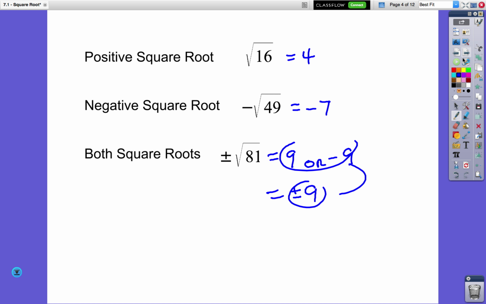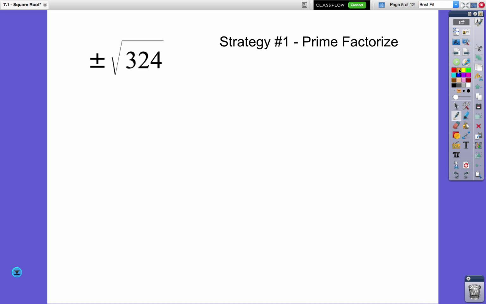All right, now, what about problems where the square root is not something that comes easily to our heads? Positive or negative square root of 324. That's an awfully big number, and I don't have the square root of that committed to memory. So one strategy is prime factorization. What we can do is we can take 324 and we can make a factor tree.